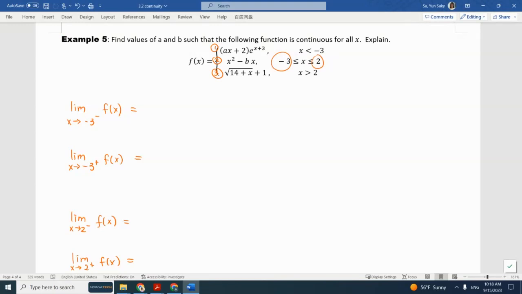Okay, I'm going to ask you, hi Paige. X goes to -3 from the left, which formula do we use? The first one, right? Because it's less than -3. Yes. So use the first one. And remember always to write down your limits as long as you still have x in it. If you forget to write the limit, how many points will I take off? 1 point in the exam. Yes. So a x plus 2 e to the x plus 3.